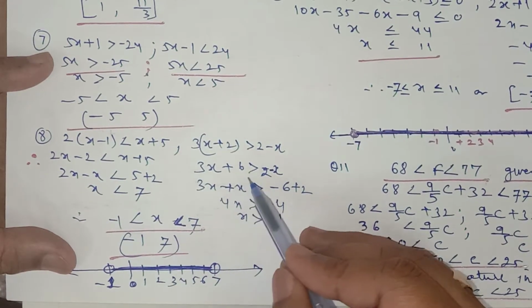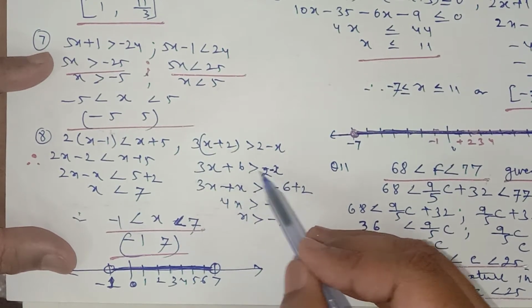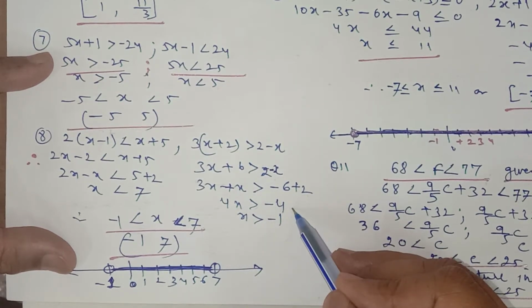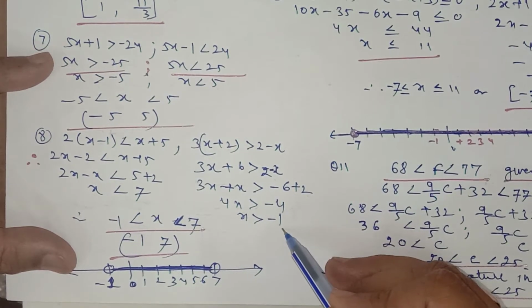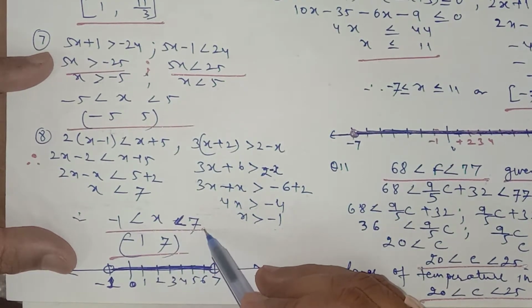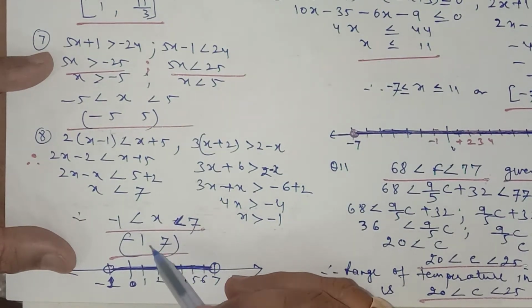3x plus 6 greater than 2 minus x. So 3x plus x, and 2 minus 6. So it will be 4x greater than minus 4, that is x greater than minus 1. So the value of x is greater than minus 1 and less than 7, an open interval for both, the open interval between minus 1 and 7.